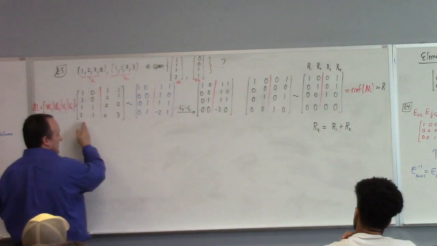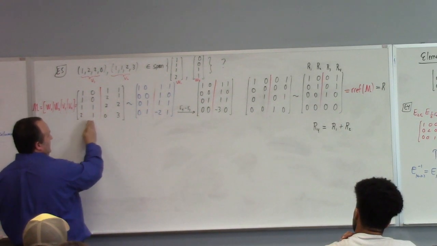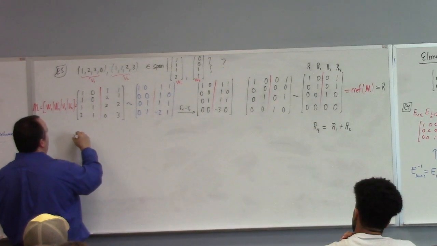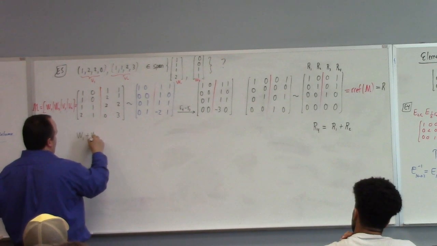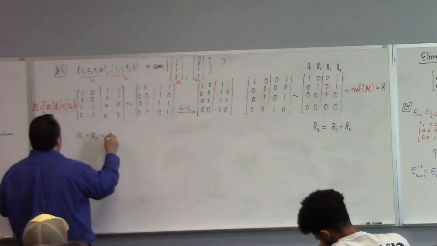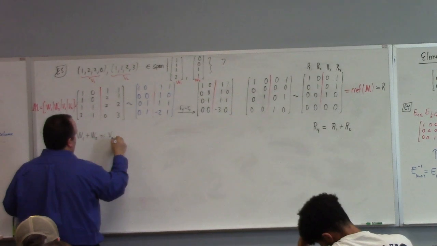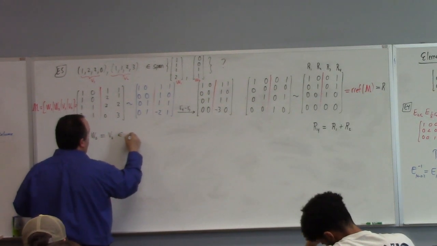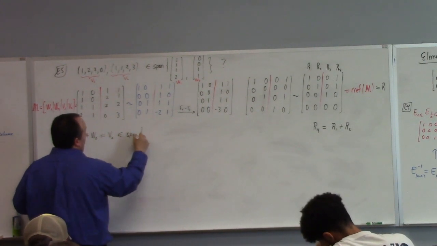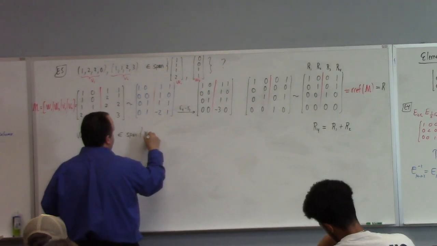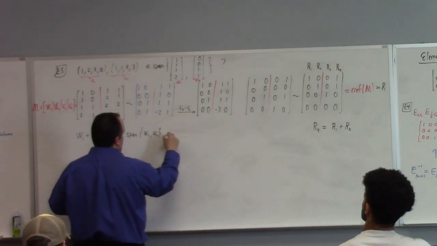And finally, the one we're actually interested in, column 1 plus column 2 is column 4, because what that means is that W1 plus W2 is equal to V2. So in other words, V2 is in the span of those vectors, right? Hooray.